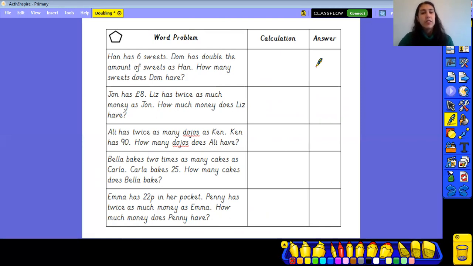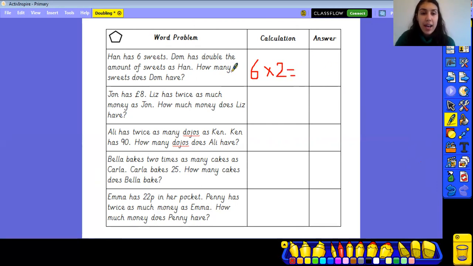So let's do the first one together for those of you that are going to have a go at this pentagon sheet. Han has 6 sweets. Dom has double the amount of sweets as Han. How many sweets does Dom have? Well, we know that Han has got 6 sweets and Dom has double. Double means the same amount again. So we could say 6 add 6, or we could say 6 times 2, because we're doubling. Doubling just means we're using our 2 times tables, and then we write our answer.